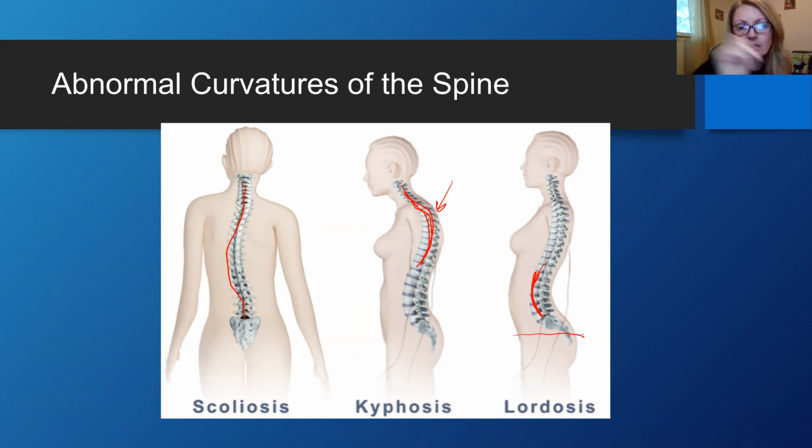And this one can be seen a lot in pregnant females. Or if a female is wearing high heels, then you can see this exaggerated. But lordosis is abnormal. When you wear high heels, it just shows this curvature a little bit better. And kyphosis, as I said, is very common in elderly people with osteoporosis.